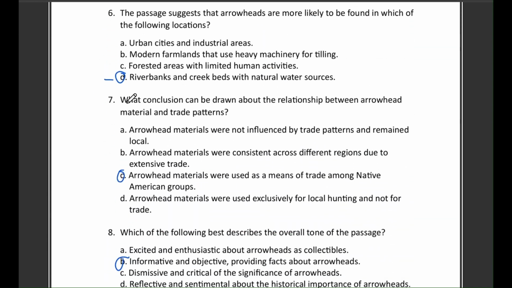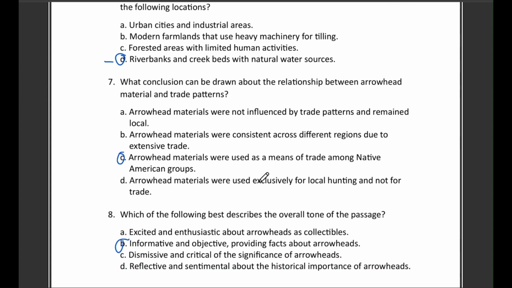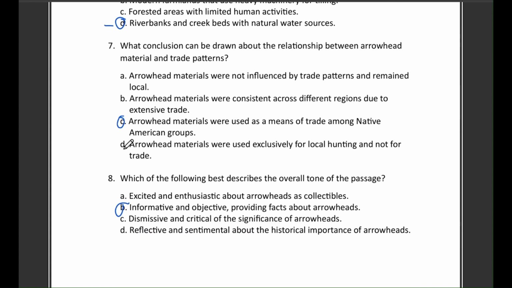Question 7. What conclusion can be drawn about the relationship between arrowhead material and trade patterns? Your options here are: A. Arrowhead materials were not influenced by trade patterns and remained local. B. Arrowhead materials were consistent across different regions due to extensive trade. C. Arrowhead materials were used as a means of trade among Native American groups. Or D. Arrowhead materials were used exclusively for local hunting and not for trade.